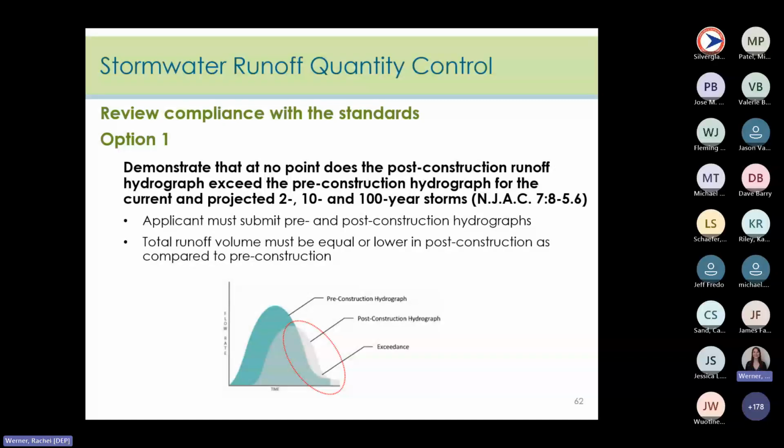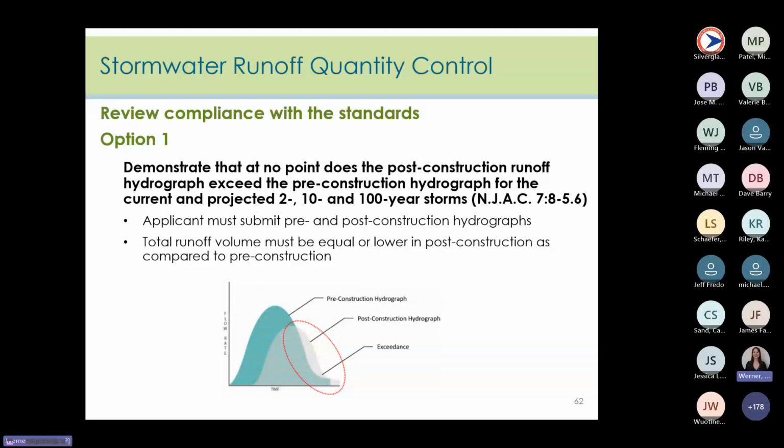It's important to note that there are four main variables that affect the hydrograph: the drainage area, the curve number, the time of concentration, and the rainfall depth and distribution. So if any of these variables change, it will change the hydrograph. Typically, the drainage area and rainfall depth and distribution will remain the same from pre to post construction conditions, meaning the CN and the TC are the biggest drivers when it comes to meeting this option. The CN value affects the peak flow rate and the volume of runoff. The higher the CN, the higher the peak flow rate and the larger the volume.